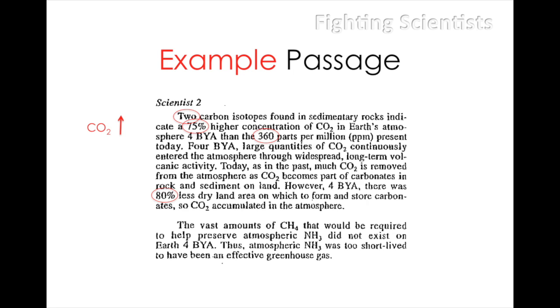This scientist thinks that the CO2 came from volcanoes and that there was not enough land available to use and store the excess gas. The counter-argument here, why the greenhouse gas was not NH3, received its own paragraph, so I should include it in my summary. It wasn't NH3 because there wasn't enough CH4 to preserve it.